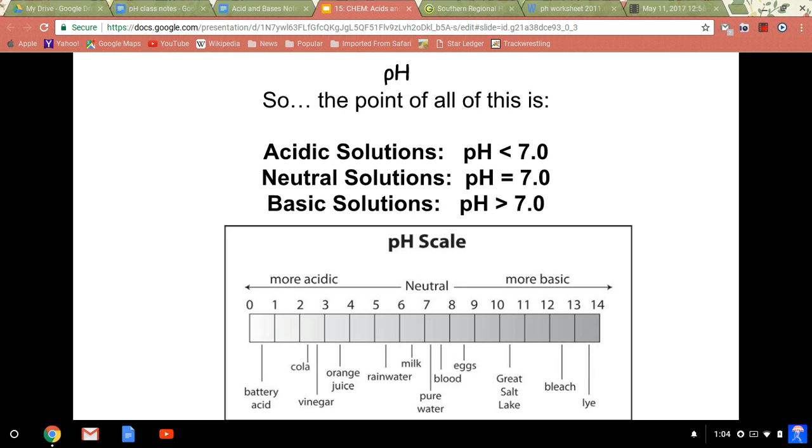So what it all comes down to, and what you actually need to know, is that for something to be acidic, you would have a pH range of 0 to less than 7. A neutral solution has a pH of exactly 7, and a basic solution would have a pH range of greater than 7 to 14. So a 0 to 14 scale with 7 being neutral is your pH scale. Some pHs are also listed along here just so you can get an idea of what's acidic, what's basic, what's really acidic, and what's really basic.